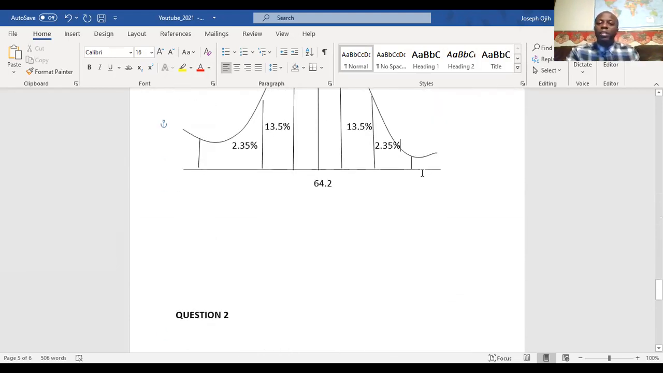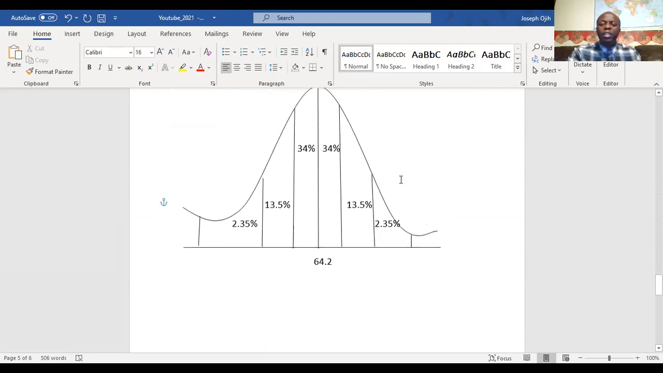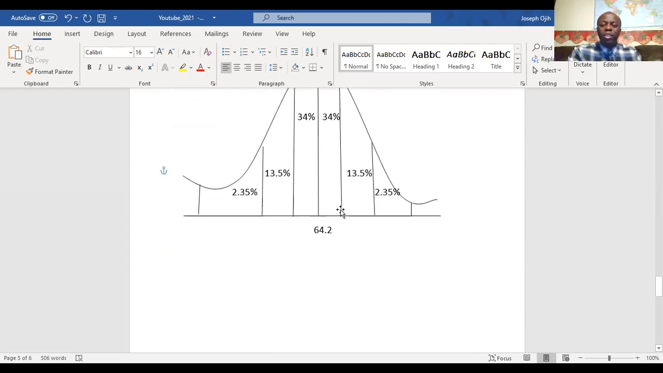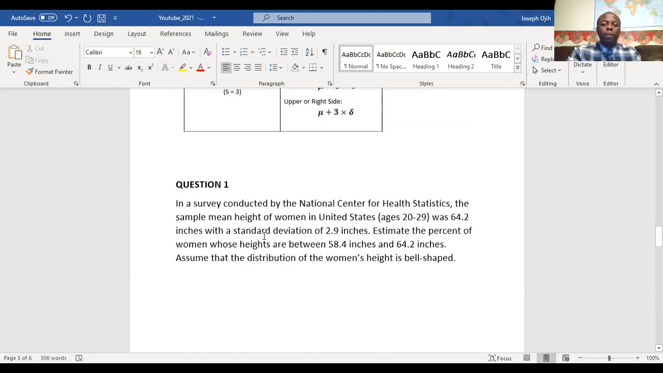So once we have gotten their percentages, the next thing that is left is to use the formula to get the numbers that will be here, here, here, and here. Once we have that, we can answer the question. Remember the question was to estimate the percent of women whose height are between 58.4 inches and 64.2 inches.